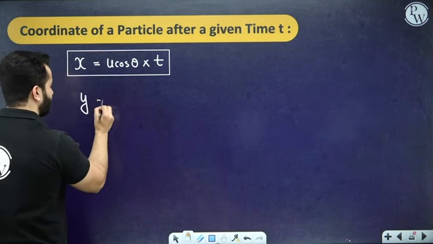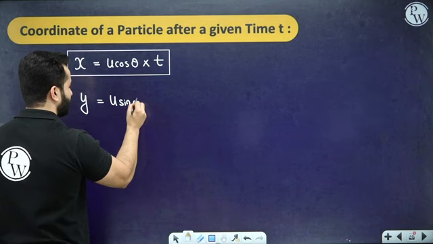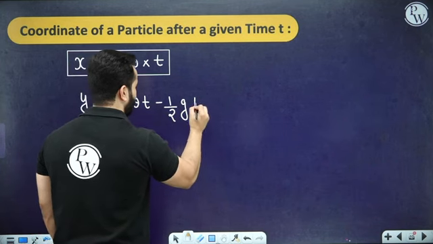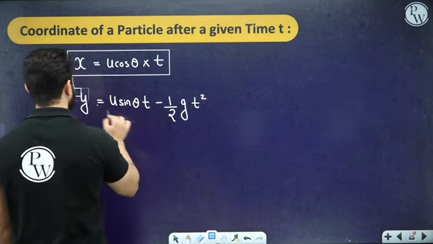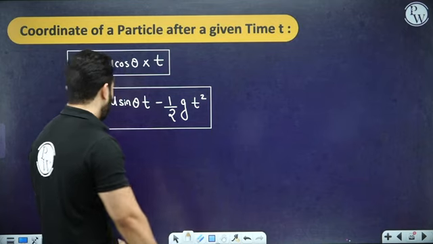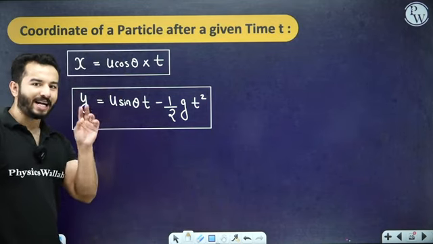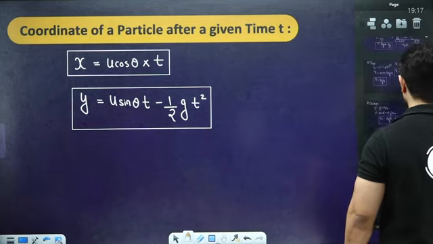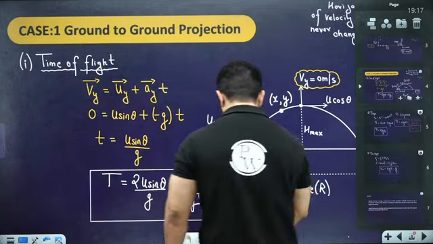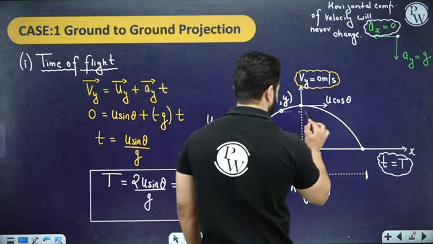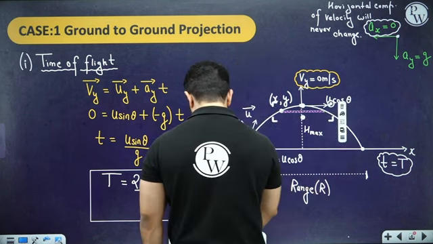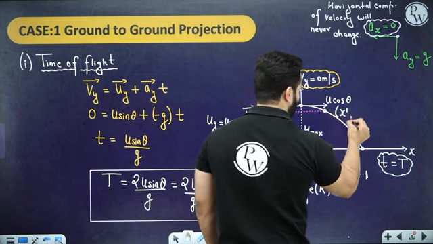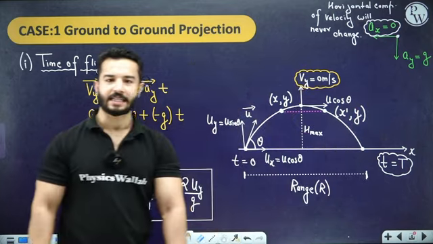For y, we are going to write it as u sine theta times t minus half g t square. So this means that the particle will be at the same y at two different times, and it makes complete sense, because if this is a certain point and you draw parallel lines, something like this, this point will also have coordinates x dash comma y. So y will remain the same at two different points.